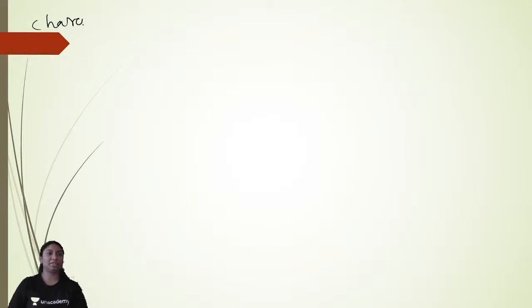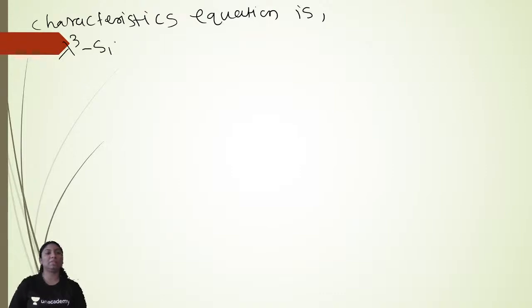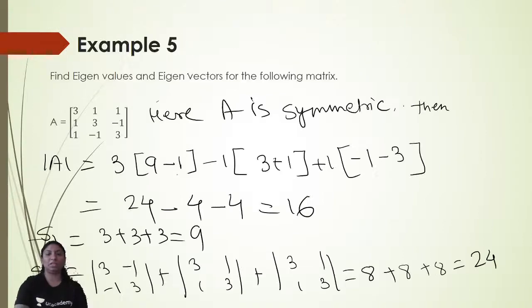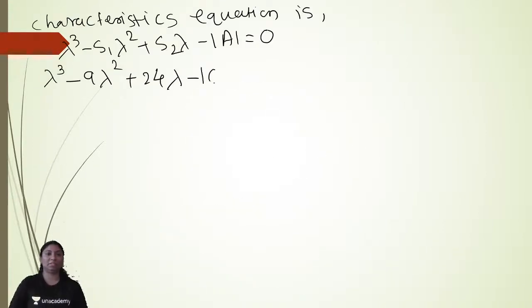So the characteristic equation is lambda cube minus S1 lambda square plus S2 lambda minus determinant of A is equal to 0. So your characteristic equation is lambda cube minus S1, which is 9, lambda square, plus S2, which is 24, lambda, minus determinant of A, which is 16. Minus 16 is equal to 0.